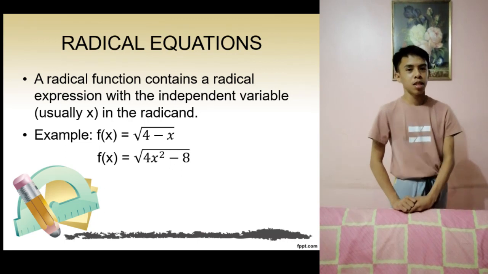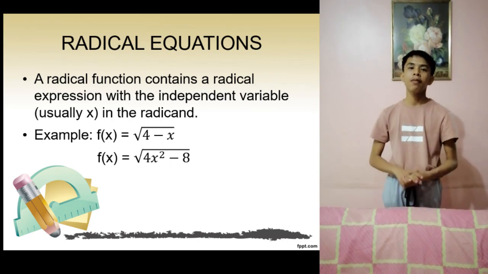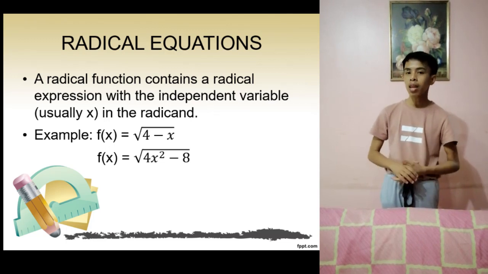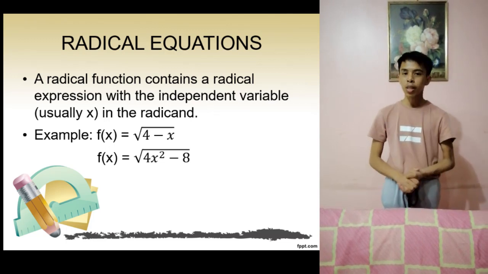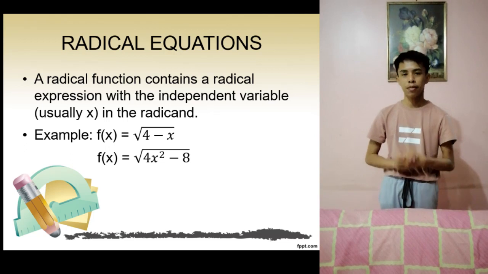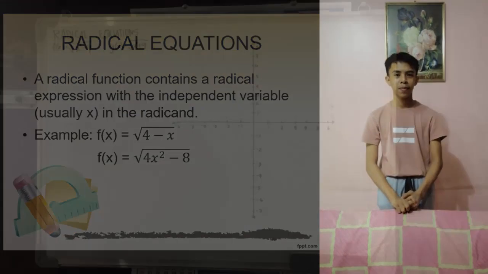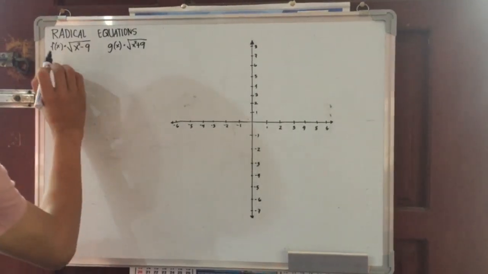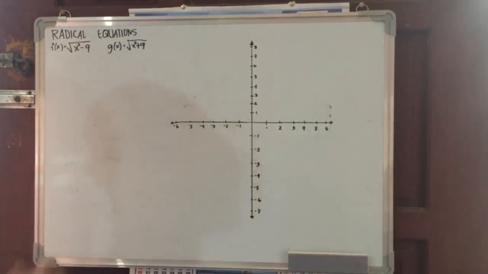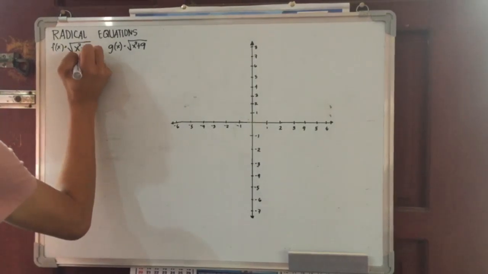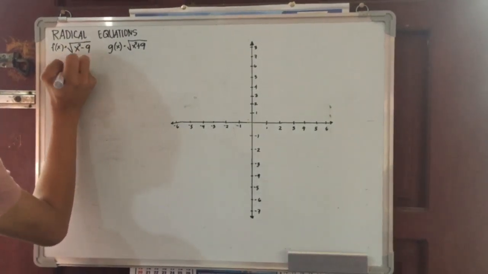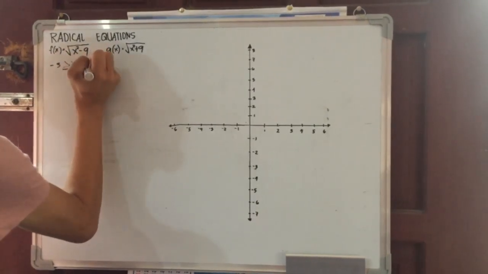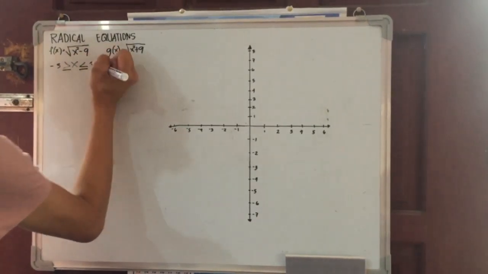Radical equations. It is a radical function that contains a radical expression with the independent variable, usually denoted as x, in the radicand. So the domain of our first function, which is f of x is equals to the square root of x squared minus 9, is x should be less than or equal to -3 and greater than or equal to +3.